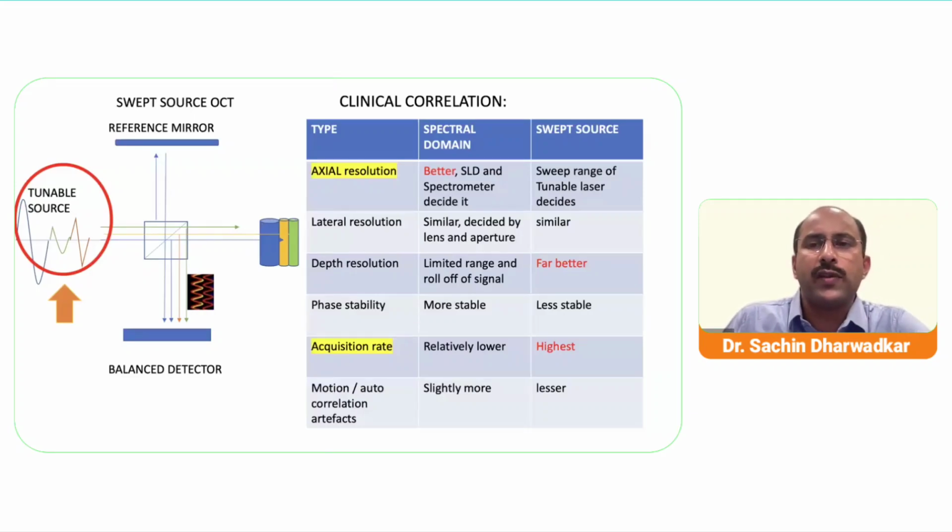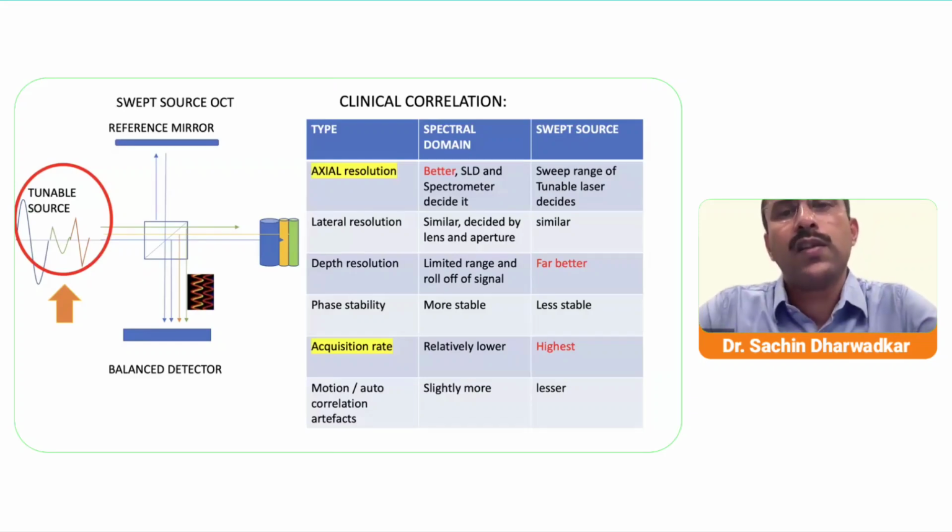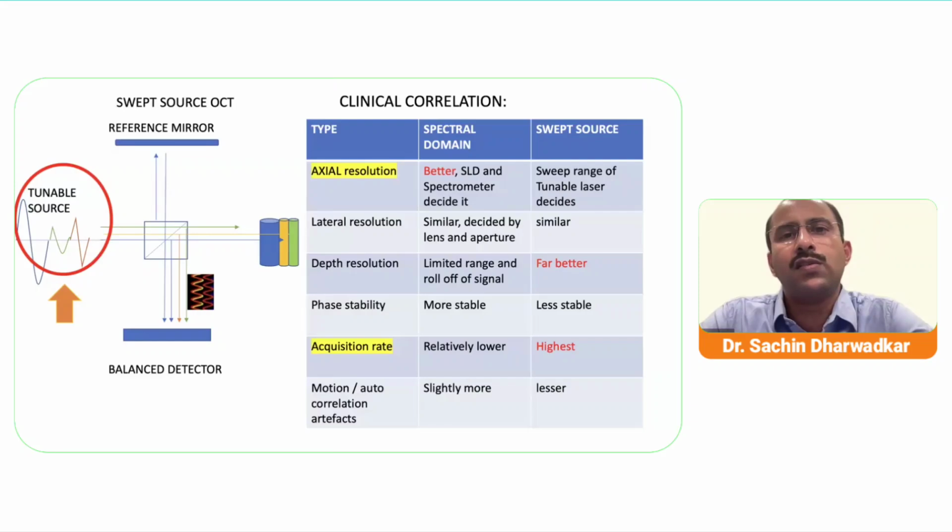Now, why is it called swept source? Because here the source of light is a tunable light source, and it sweeps around different frequencies. That's why it is called a swept source. Now, the axial resolution of the spectral domain is definitely better because it uses a shorter wavelength, which we just saw. Whereas in the swept source, the axial resolution depends upon the sweep range of the tunable laser it uses. Lateral resolution is mostly similar, as I already mentioned in the previous part of the talk.